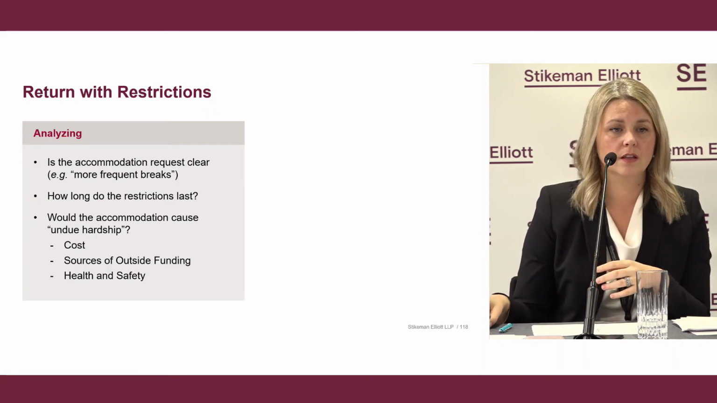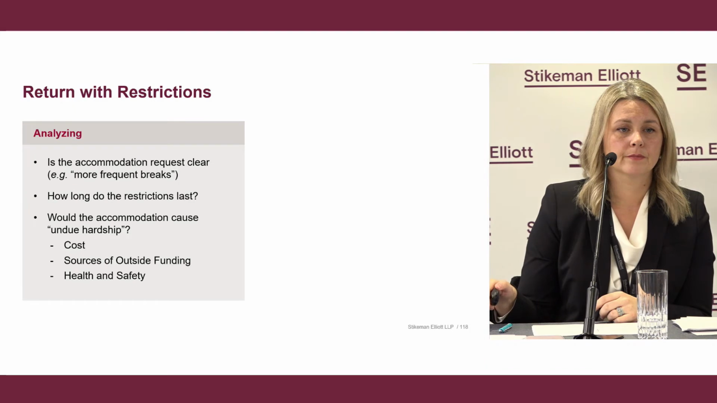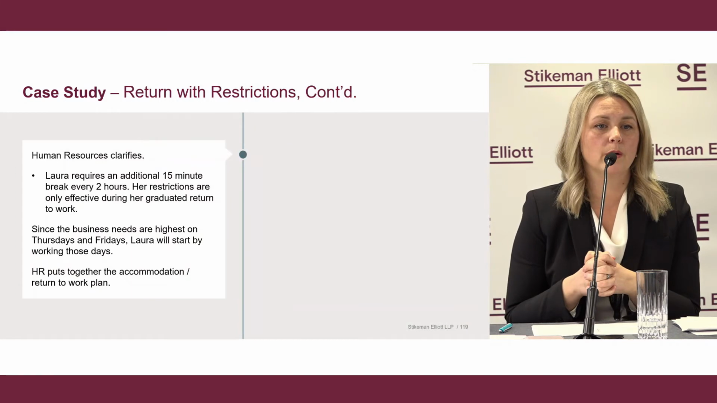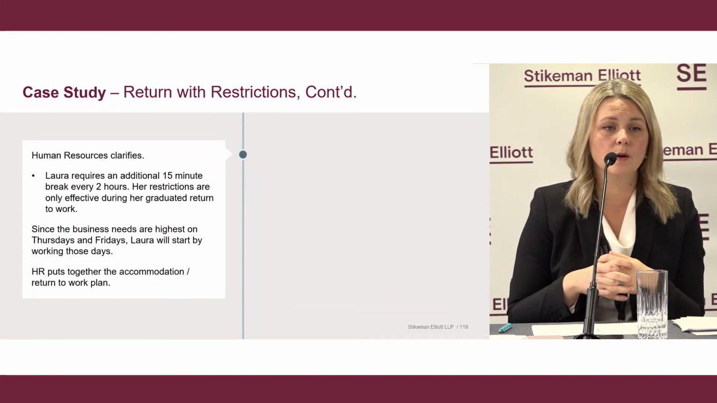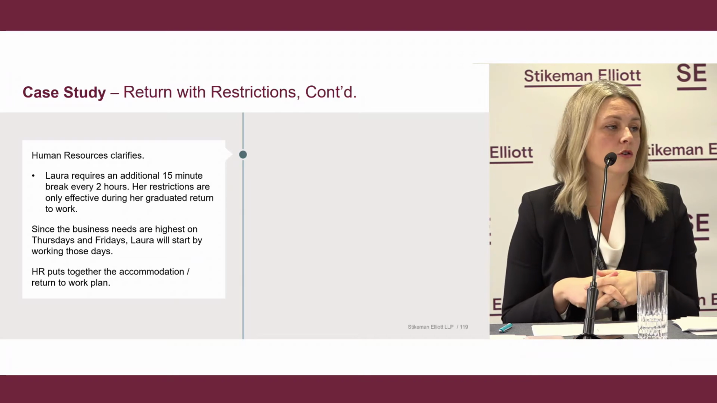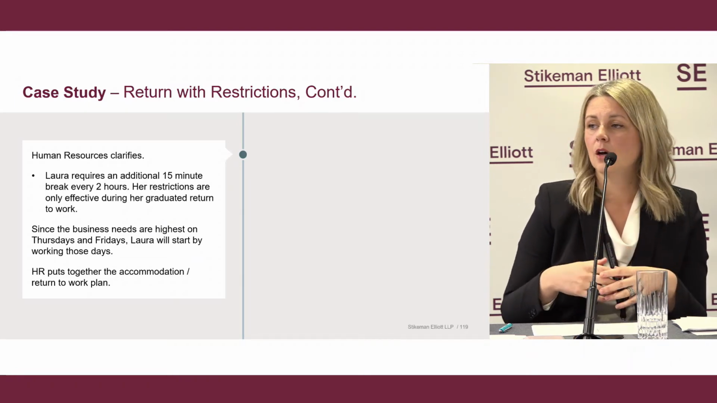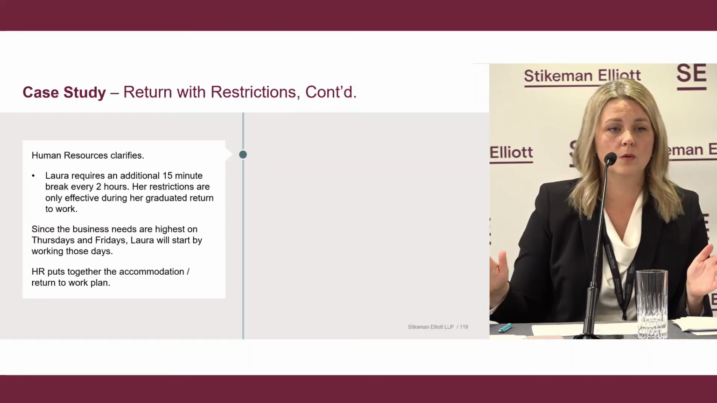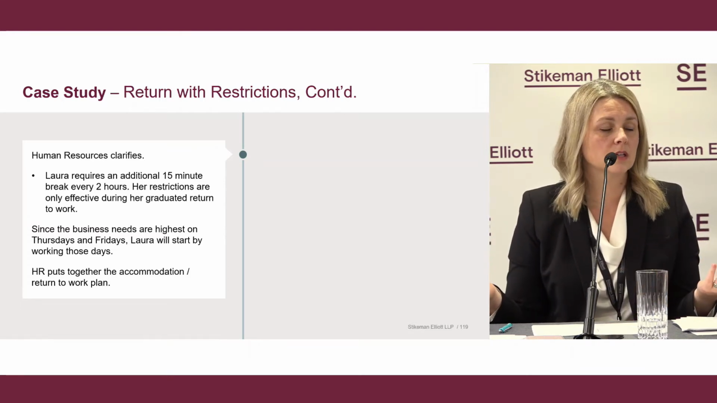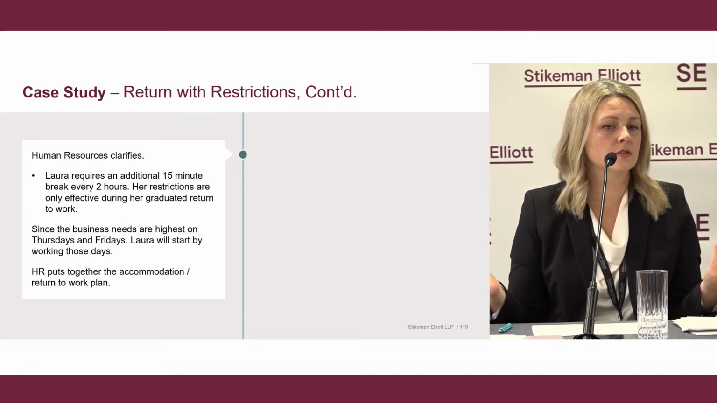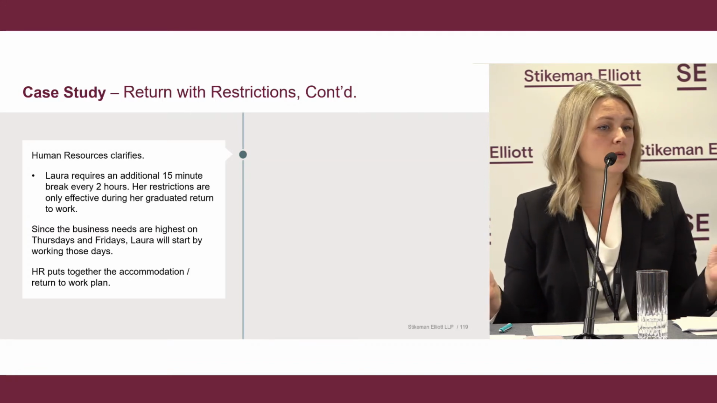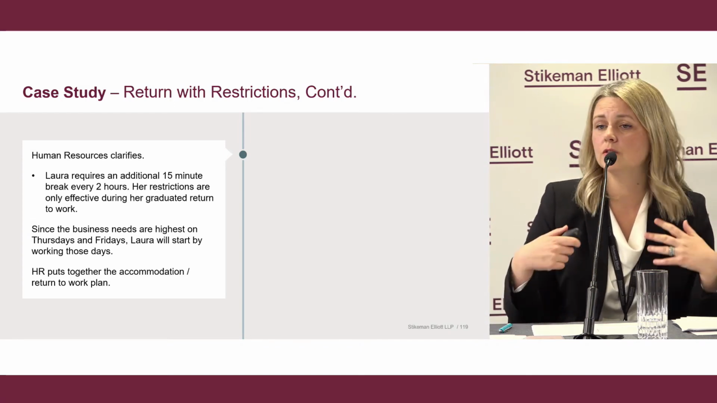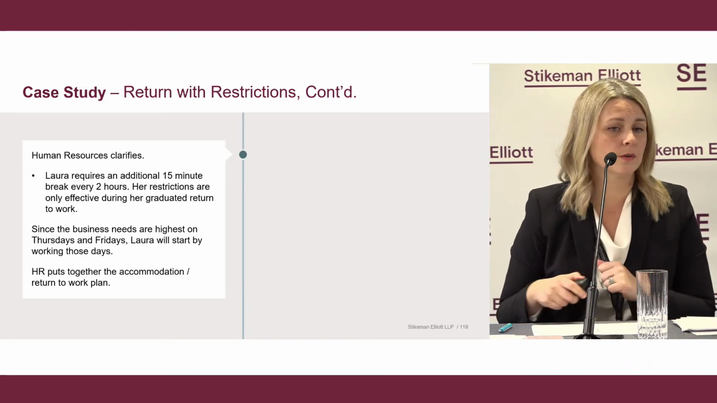So we find out that she requires an additional 15-minute break every 2 hours. Her restrictions are only effective during her graduated return to work. So the idea is once this graduated return to work period is over, she should be back, no restrictions, no problems. And so we think, okay, great. Our business needs are highest on Thursdays and Fridays. So that's the 2 days a week we need Laura back in the office. So we put together this accommodation plan addressing these issues. Bob's your uncle. It goes out to Laura. We think we're doing great.